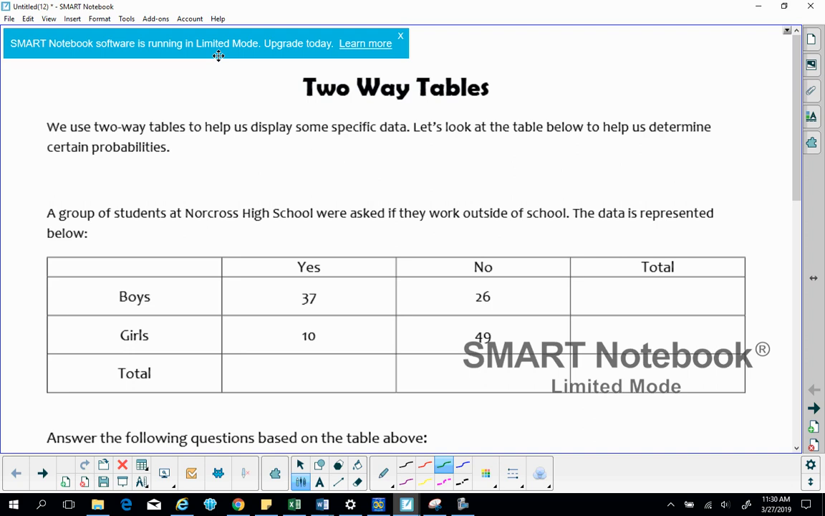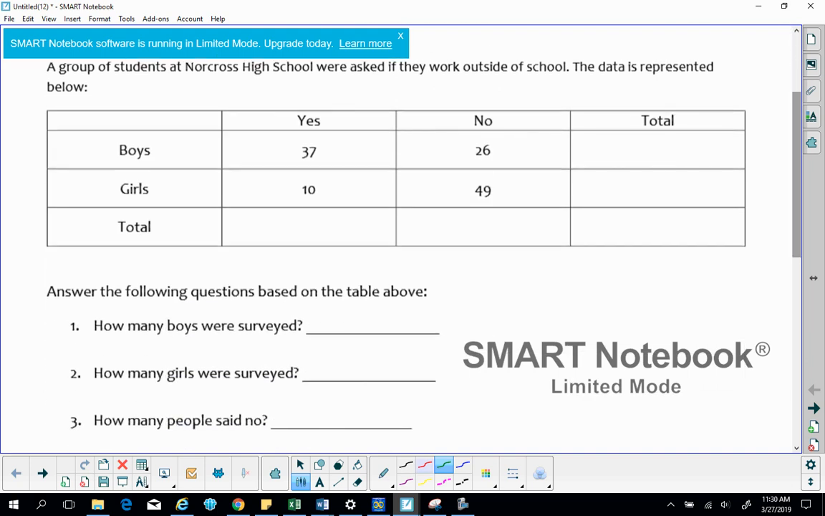Going over it, I am going to cold call to see who also did their homework. So, Michael, what does this number end up being? This one right here. 47. How'd you get that? We added up the boys and the girls that said yes and got 47.